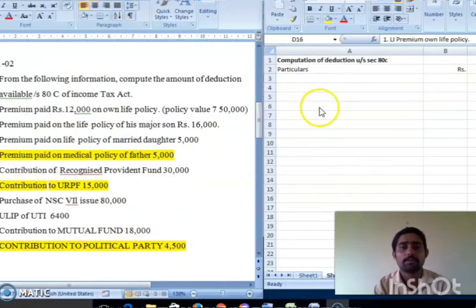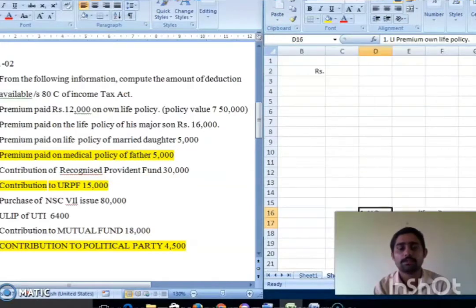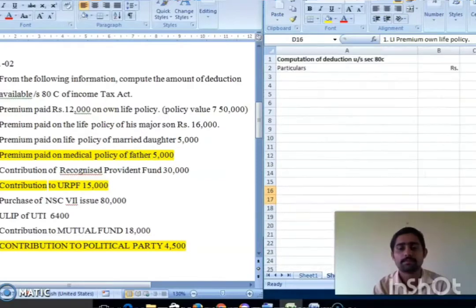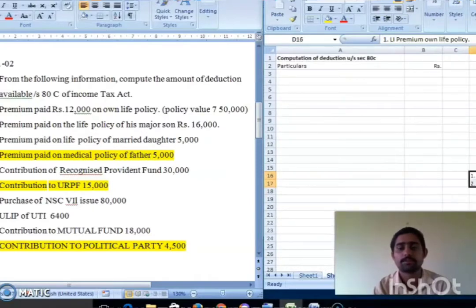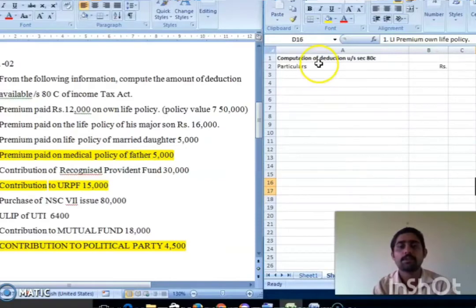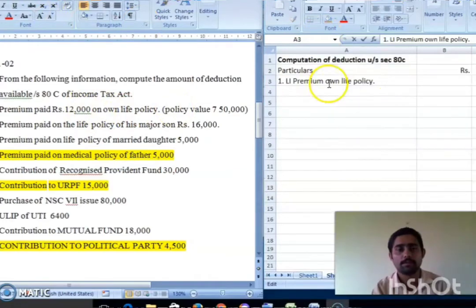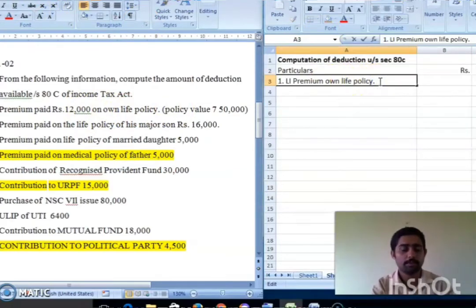We'll solve the problem. Now, two amount columns at the end of your page. You are supposed to write rupees at the top. One particulars, one amount column. We'll write the first item, premium on own life policy. Own life policy. So premium on life policy. You can see two amounts are there.